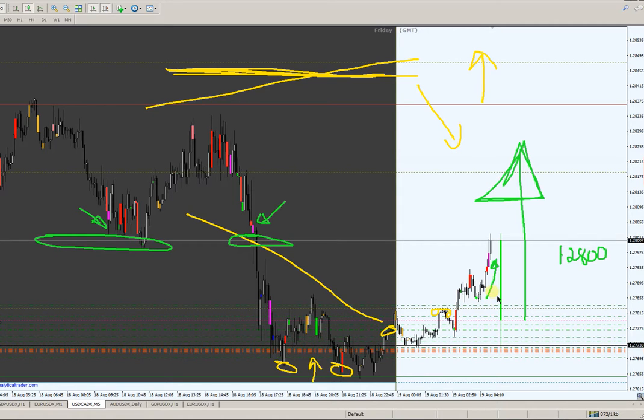Perfect. This looks like it, but we need to see a full body break. A full body break is a break and close above a certain level that you need. See? Good. Let's see if we push through. I need to zoom in a little bit here.